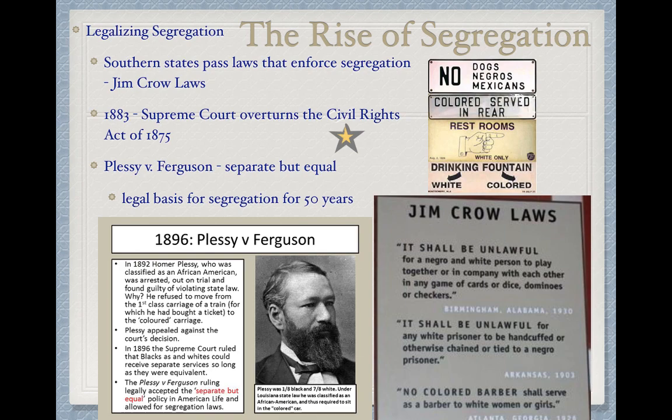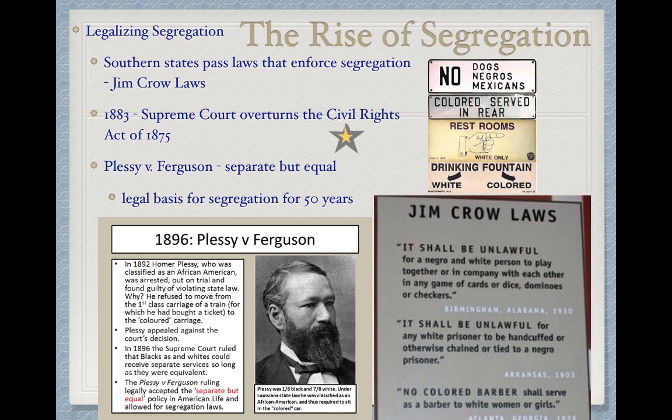So the rise of segregation. You start to see states pass laws that enforce segregation. These are going to become known as Jim Crow laws. In 1883, the Supreme Court overturns the Civil Rights Act of 1875 that had guaranteed certain protections for African Americans. Plessy v. Ferguson also states in 1896 that separate but equal is allowed. This court case is very important and serves as the legal basis for segregation for 50 years.